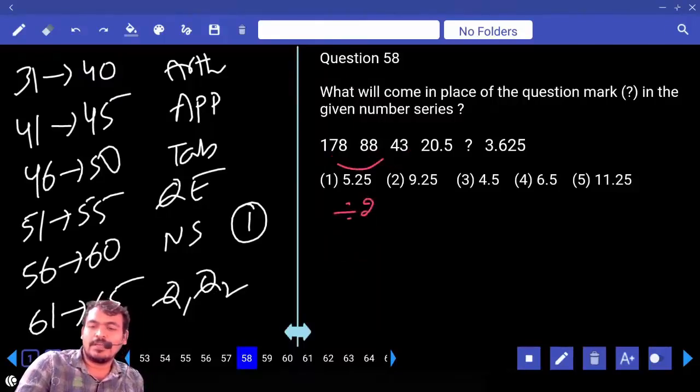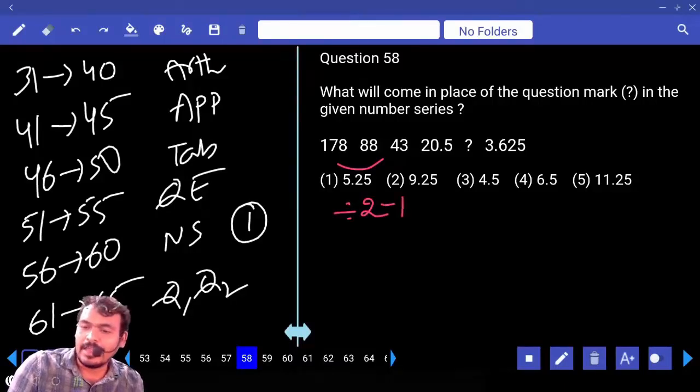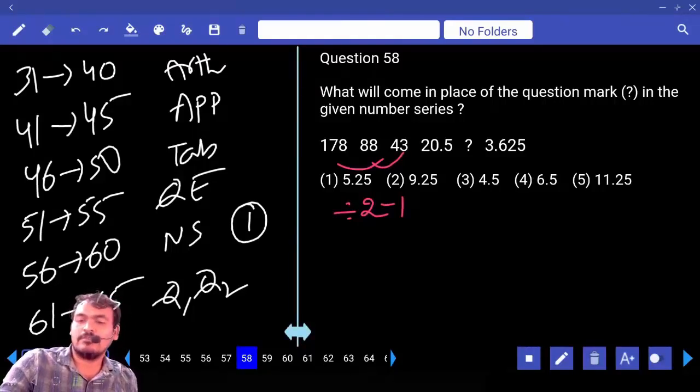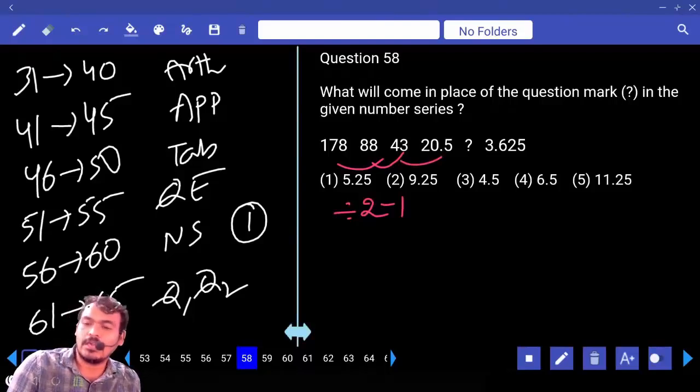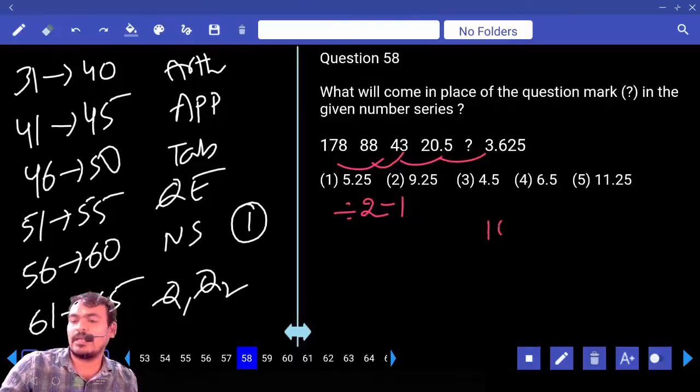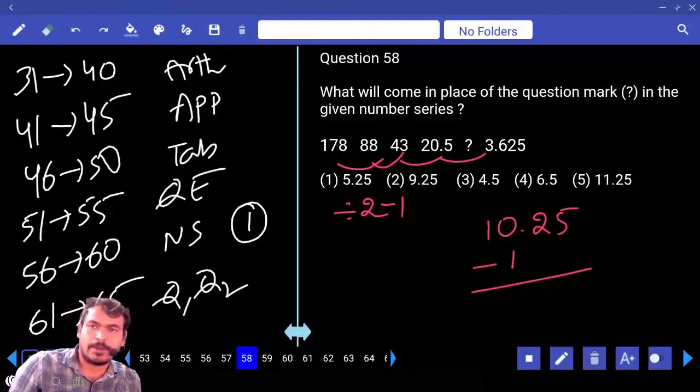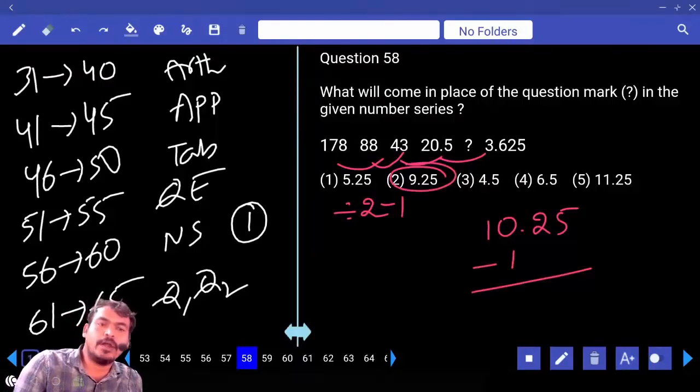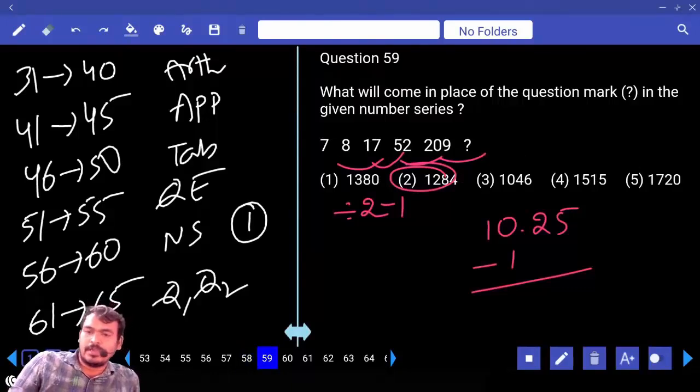Half of 178 is 89, minus 1 is 88. 88 by 2 is 44, minus 1 is 43. 43 by 2 is 21.5, minus 1 is 20.5. Again, 20.5 by 2 is 10.25. In this one, are we subtracting or adding 1? Subtracting 1. What is the remaining value? 9.25.